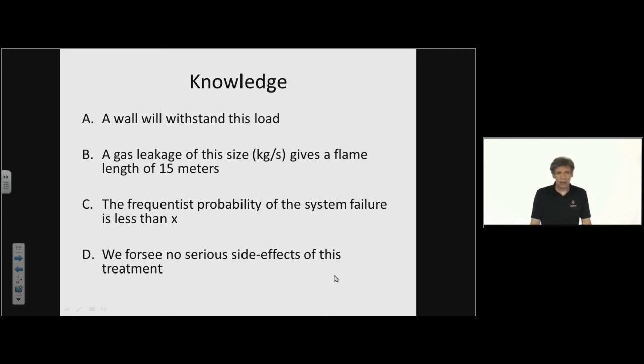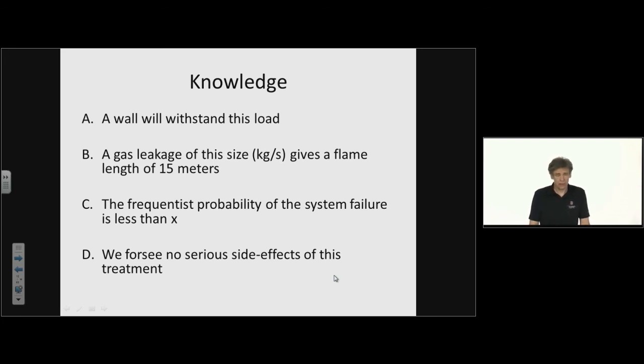And also for C and D: in case C, we are saying that the frequentist probability of the system failing is less than X. Well, what we can do is have an estimate of this frequentist probability of system failure being less than X. We cannot produce the exact probability, which is unknown. We have to estimate it. So we have some uncertainties. And in case D, we foresee no serious side effects of this treatment. Well, there will always be some uncertainties, and the justified beliefs, the statements, have to relate to uncertainties in some way.